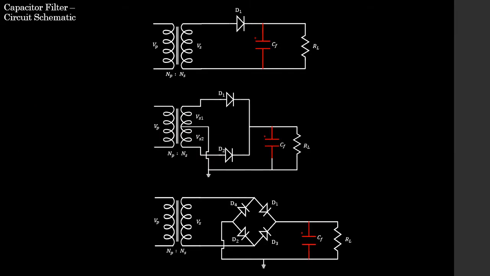Students, the first thing we need to know is exactly where to place our capacitor filter in our various circuits. And we can see here from the half wave rectifier circuit, the center tapped full wave rectifier circuit, and the full wave bridge rectifier circuit that the capacitor is placed in the same position in all three schematics, and that is at the output of our rectifier circuit in parallel with our load resistor.